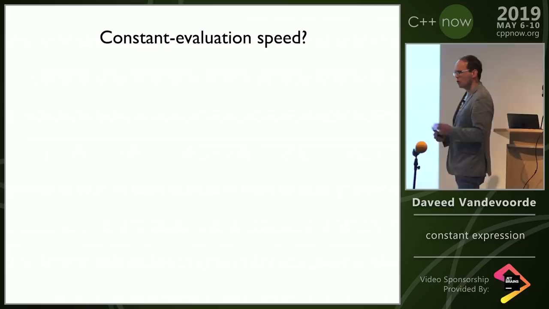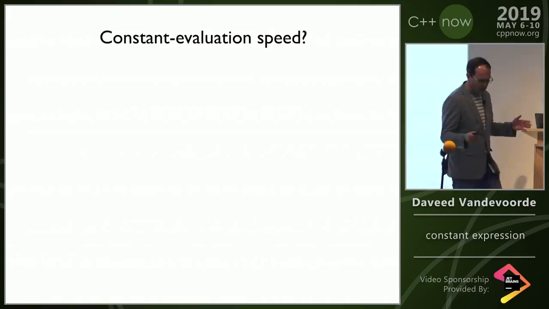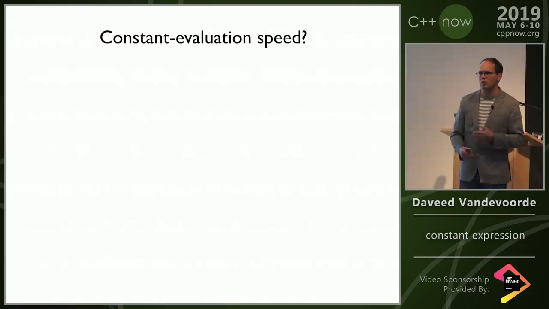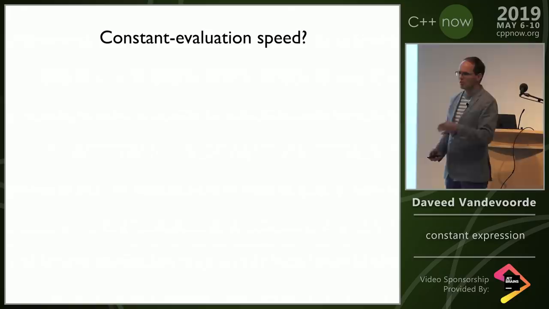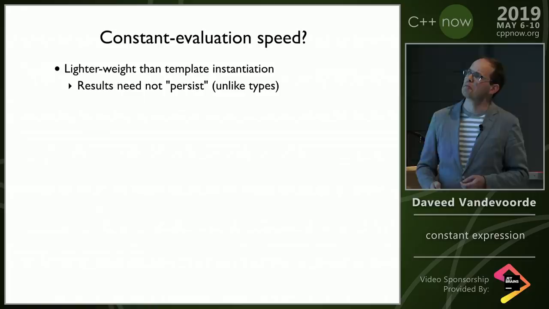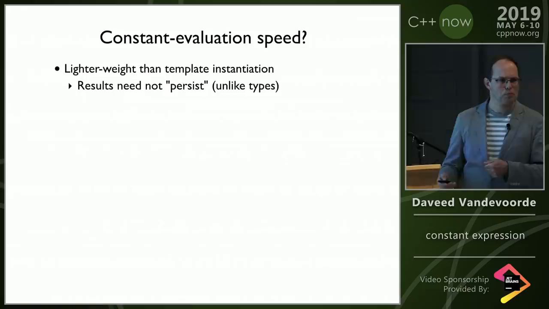Okay. So now I want to talk about implementations and about the speed of constant evaluation, because we're going to have this fun static reflection features and hopefully metaprogramming features, and we'll be able to do all kinds of great stuff, maybe not in C++20, but in the coming decade. I expect we'll have some exciting stuff. And it's a lot lighter weight than template instantiation. So computing with expressions and with values, the compiler can do it much more efficiently than with instantiation.